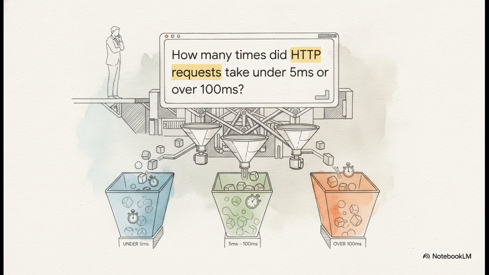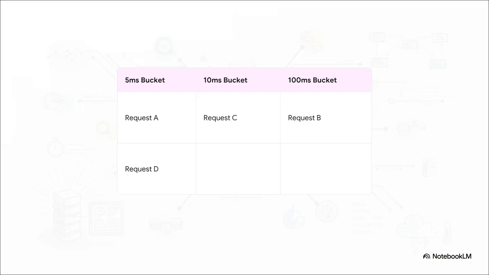You need a way to literally sort this data as it arrives. And to do that, we build time buckets. Think about it like sorting incoming mail. We define specific buckets, a 5 millisecond bucket, a 10 millisecond bucket, a 100 millisecond bucket. When request A comes in and takes, say, 3 milliseconds to process, we drop it right into that 5ms bucket. If request B drags on for 85 milliseconds, boom, it gets sorted into the 100ms bucket.